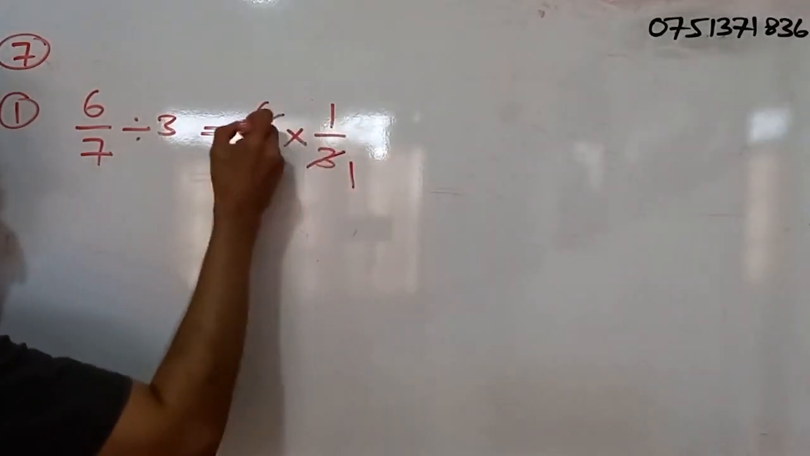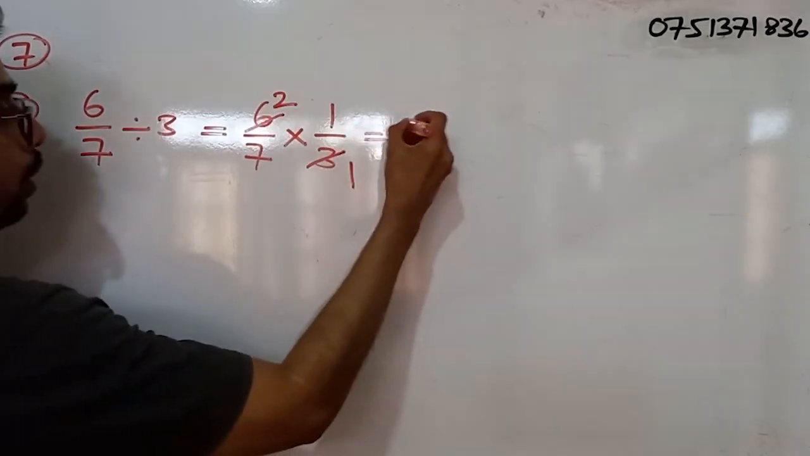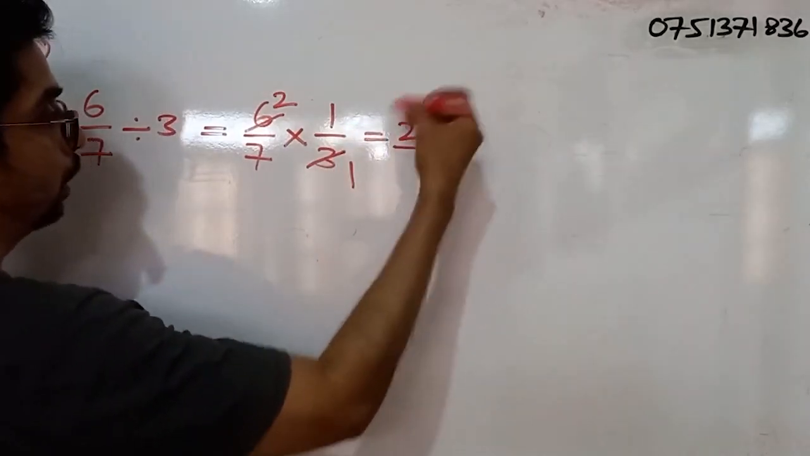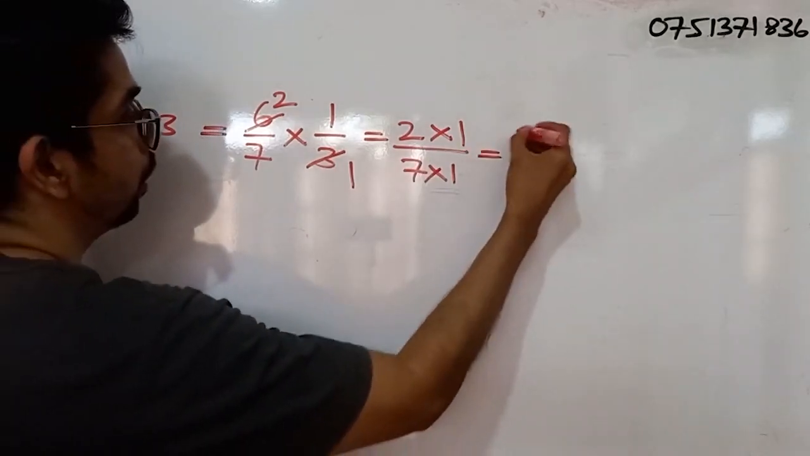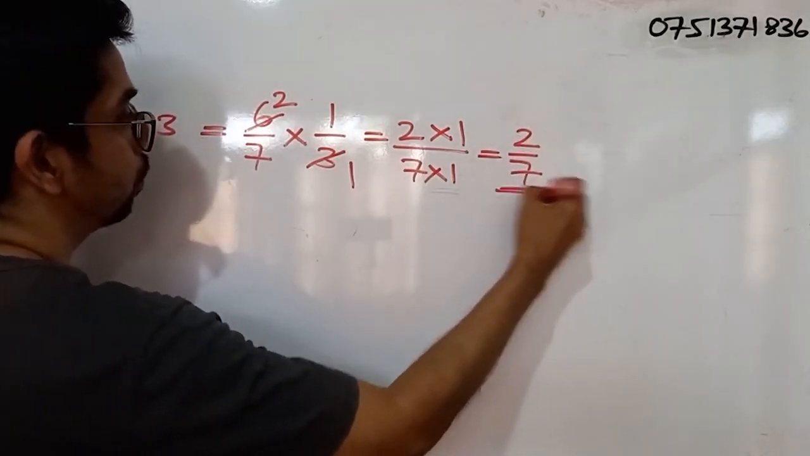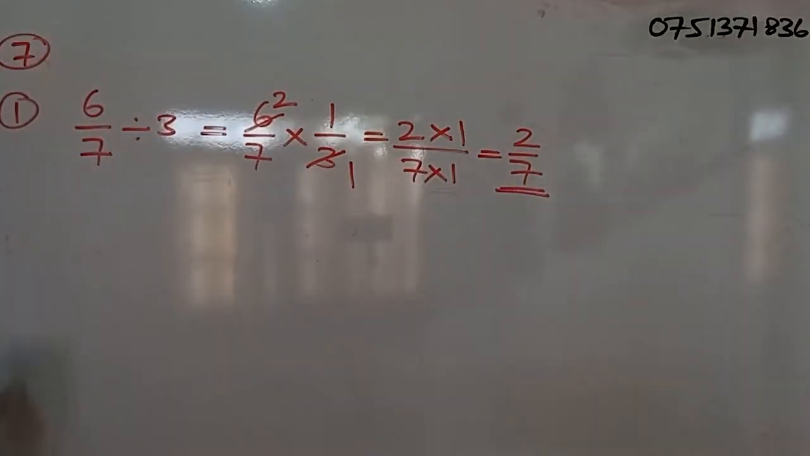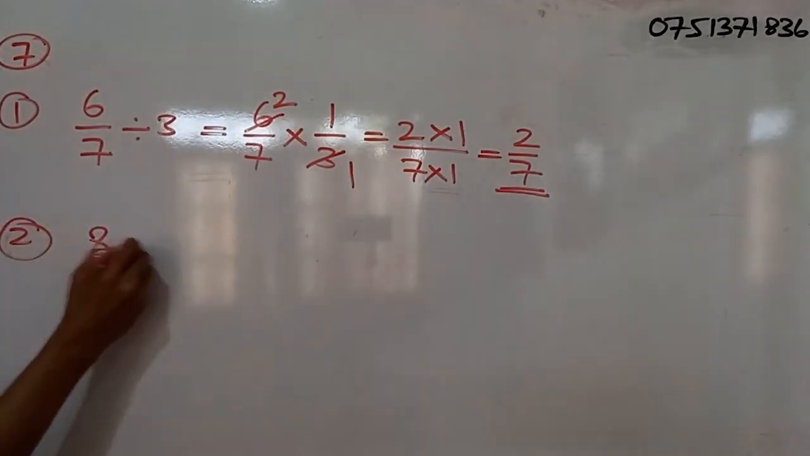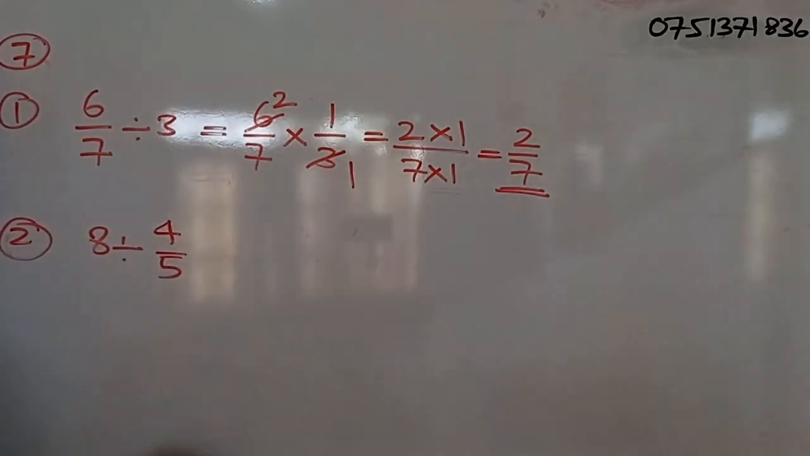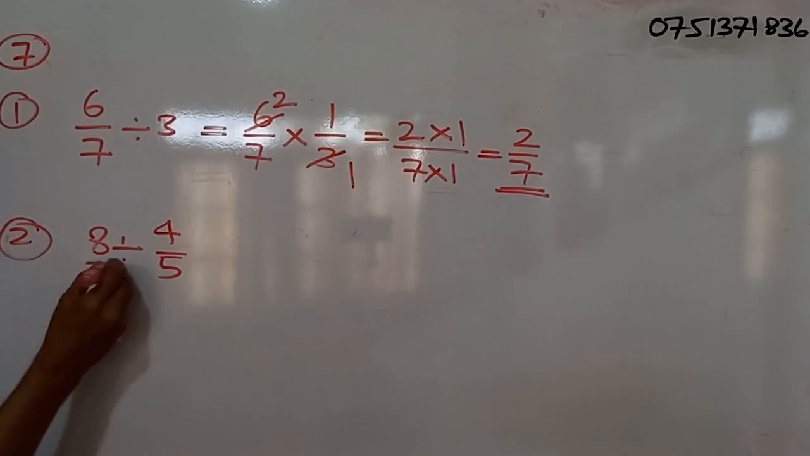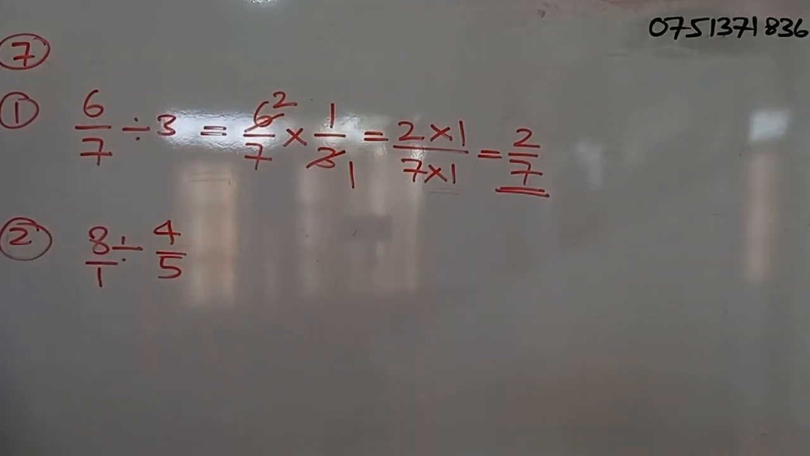So 3 times 1 and 3 times 2. So we have what? 2 times 1 at the top half and in the bottom half we get what? 7 times 1. So here the fraction is 2 by 7. Okay. Part 2, we have 8. We have to divide that by what? 4 by 5. Right? So we know there's a 1 beneath the 8.